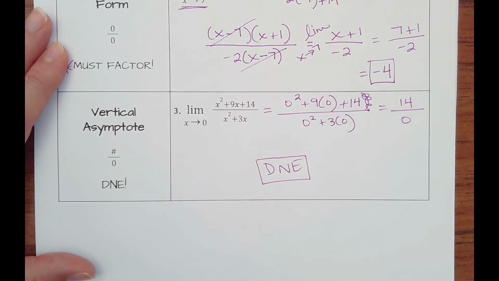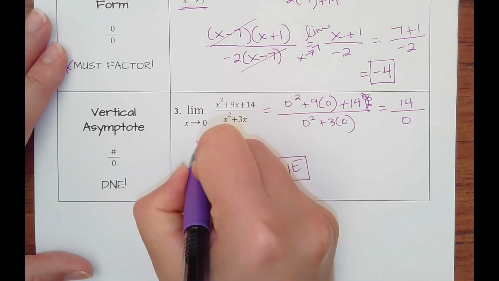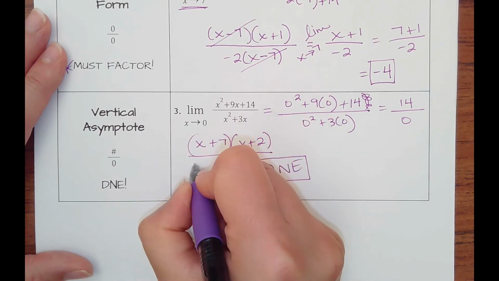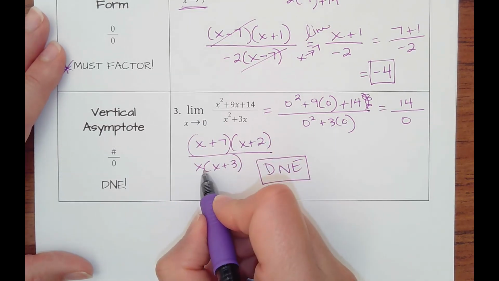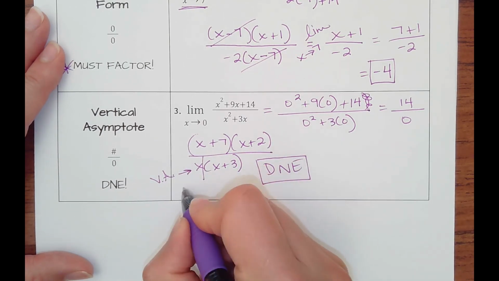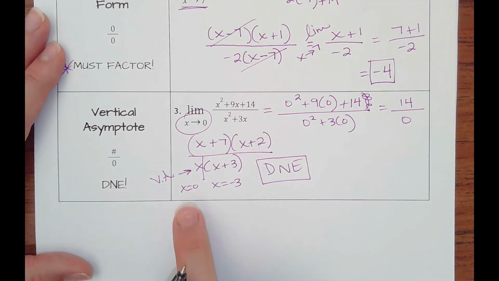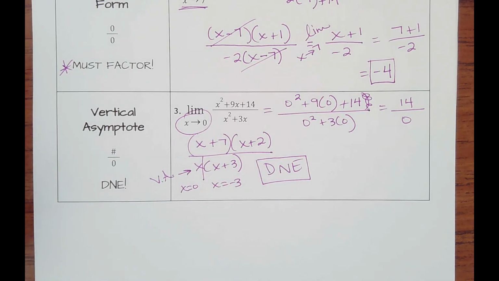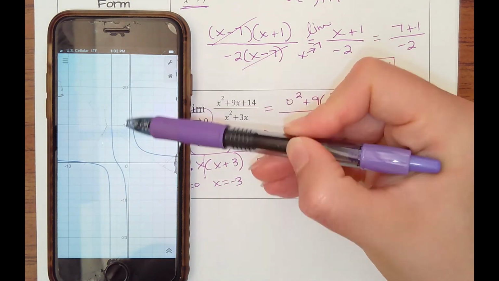And the reason why is because we're supposed to factor this. Okay, so let's say we have x plus 7, x plus 2, over, take out an x, that'd be an x plus 3. Nothing cancels, there's no holes, but my vertical asymptotes come from where the denominator is 0. So that would be here at x is 0 and here at x is -3. Well, we're trying to find the limit when x approaches 0. There's an asymptote there. So of course the limit is not going to exist. Let me show you that graph real quick. You can see right here when x is 0, there's an asymptote.